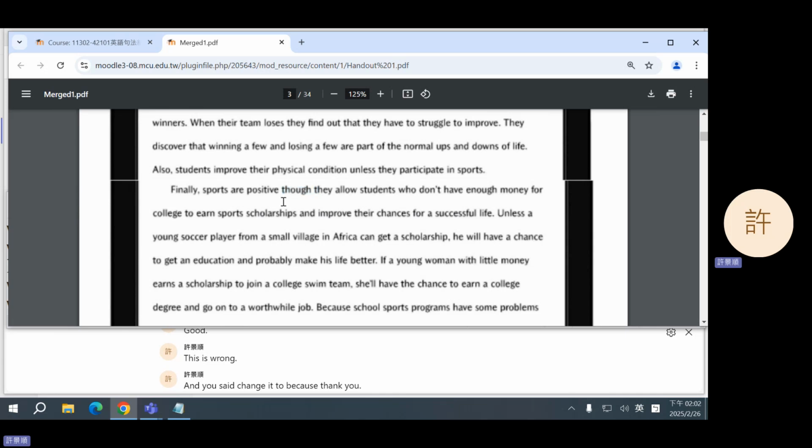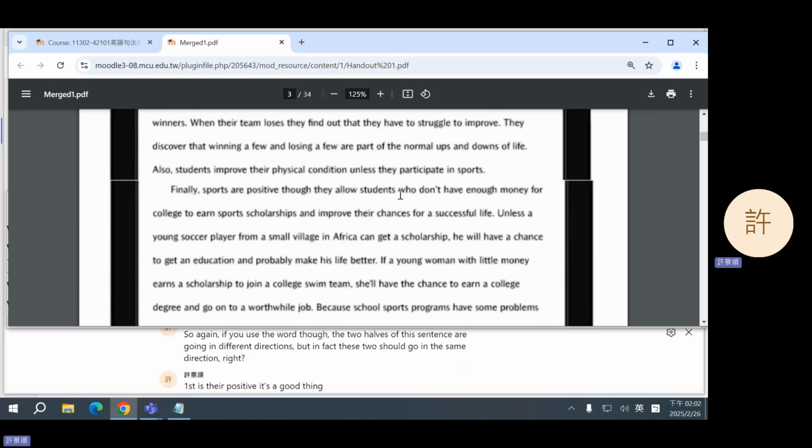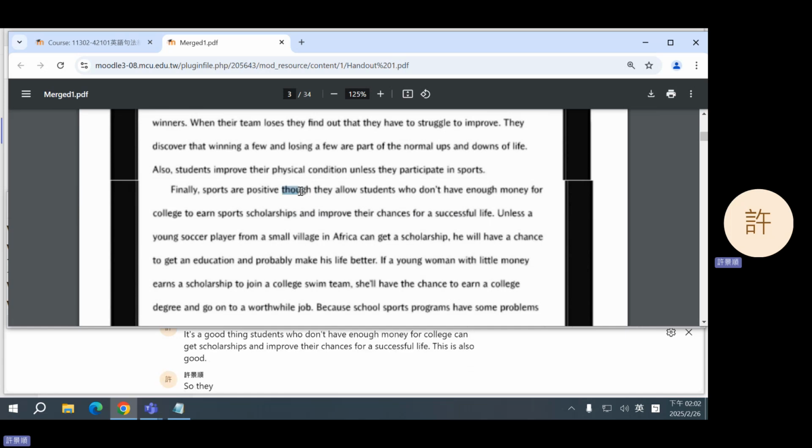So again, if you use the word though, the two halves of this sentence are going in different directions. But in fact, these two should go in the same direction, right? First is they're positive. It's a good thing. Students who don't have enough money for college can get scholarships and improve their chances for a successful life. This is also good. So they go in the same direction. This should be because.